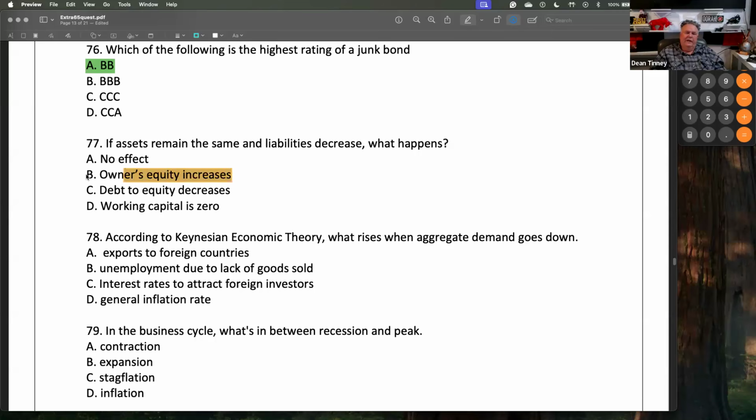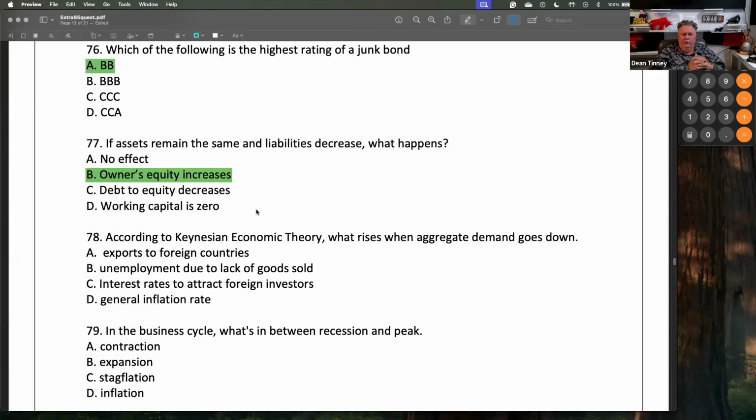Now be careful. Brian isn't asking about what happens to working capital when you pay your bills. That would be no effect, right? So asking you about working capital is different than asking about shareholder equity. That was a tough one. I wouldn't be worried about that as your tutor.